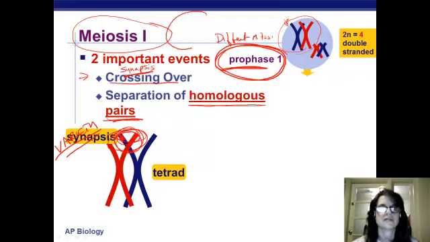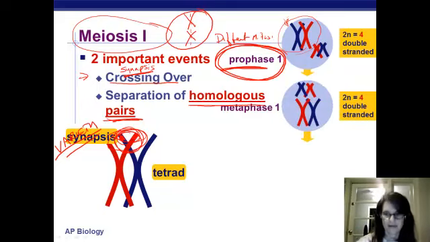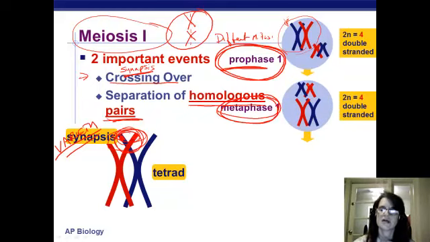Remember, at mitosis, essentially the chromosomes line up with their centromeres on the center line. That's not what happens in meiosis. At metaphase 1, in the first phase of meiosis, the homologous pairs will line up on either side of this imaginary center line. Notice the centromere is not on center, so that at anaphase we're going to separate homologous pairs, not chromatids.